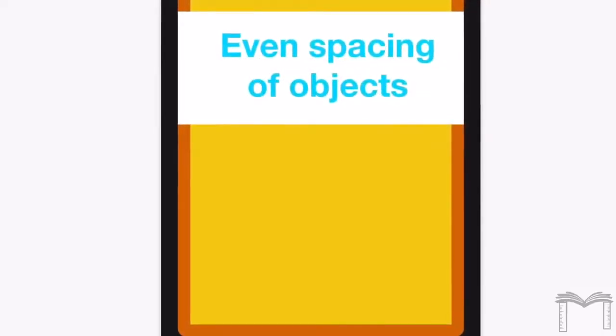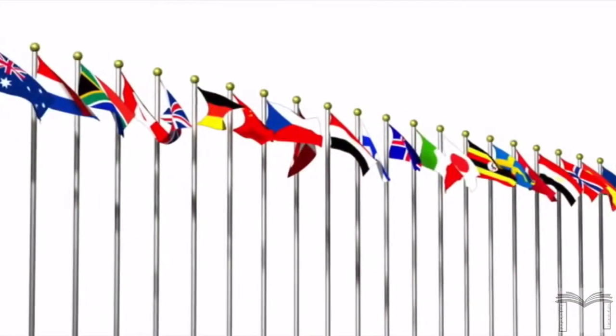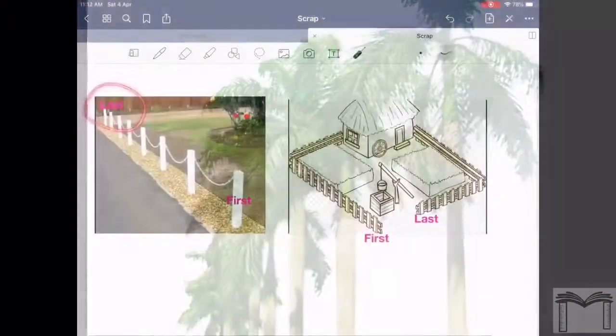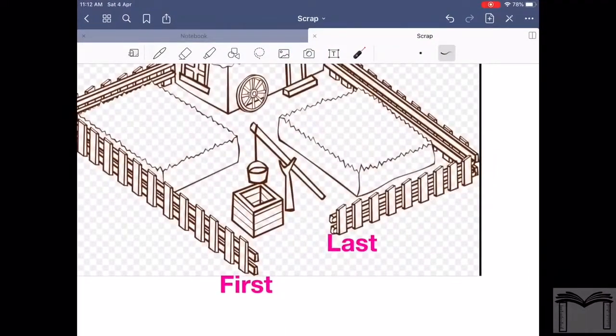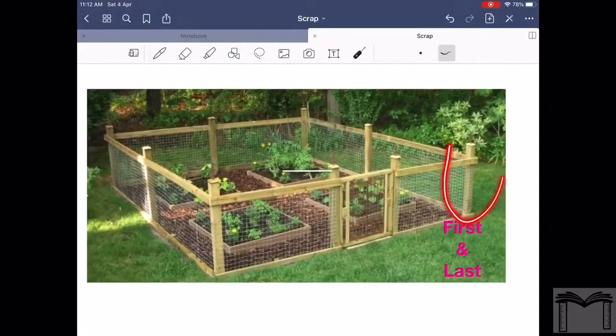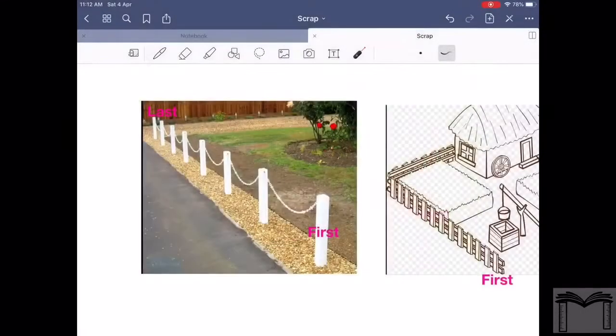This topic is called even spacing of objects. The objects may include things like fence posts, flags, lamp posts, street lights, trees, and many other objects. In this video, we will focus on those objects which are laid out or arrayed in such a way that the first object is not the same as the last object, as in the case of a perimeter. Or in other words, the start point is not the same as the end point.